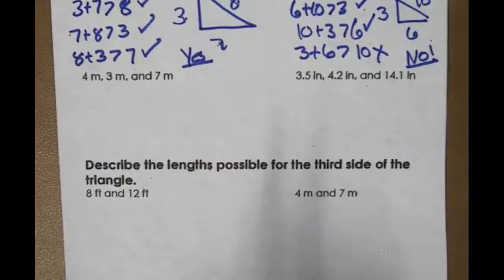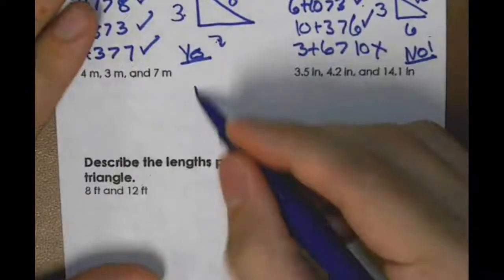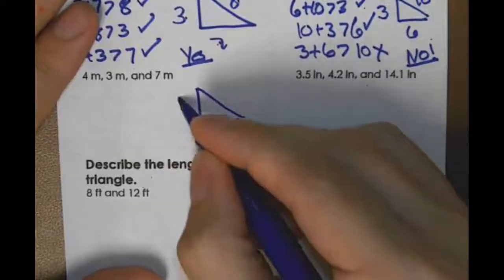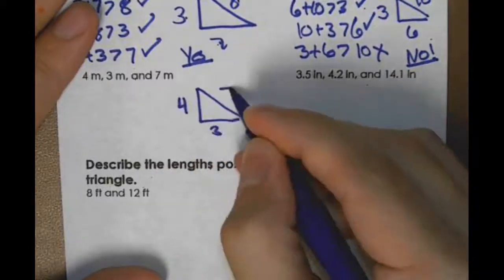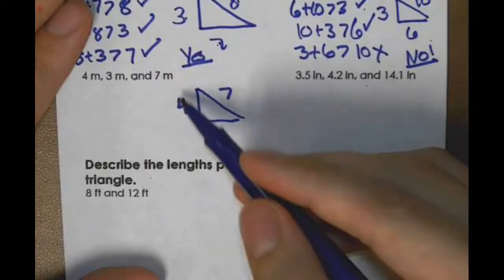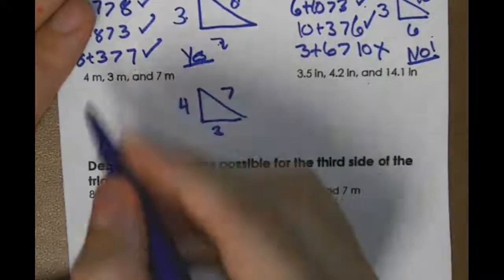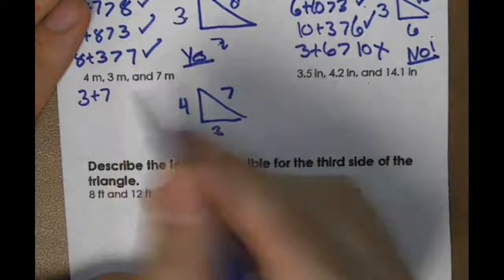All right, are we ready to move? Are we ready to do this one? All right, let's draw our triangle. This is 4, this is 3, this is 7. So 4 and let's do 3 plus 7. 3 plus 7 has to be greater than.